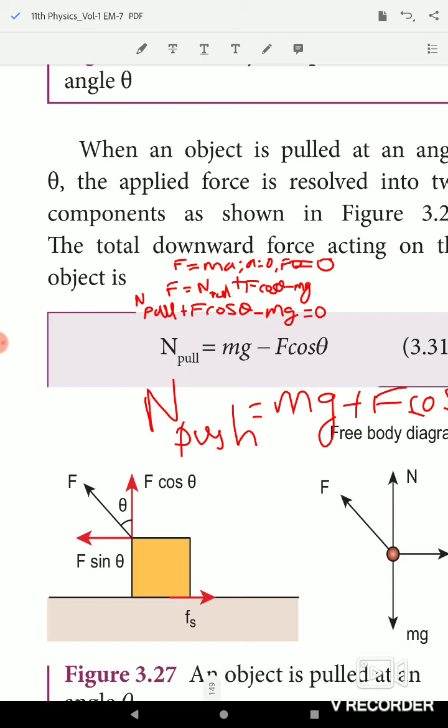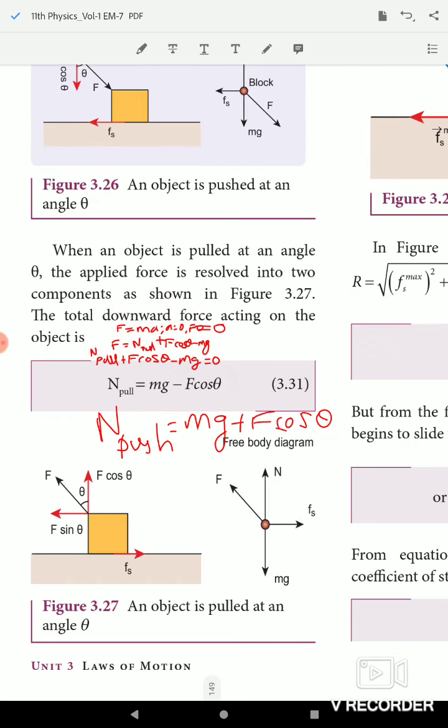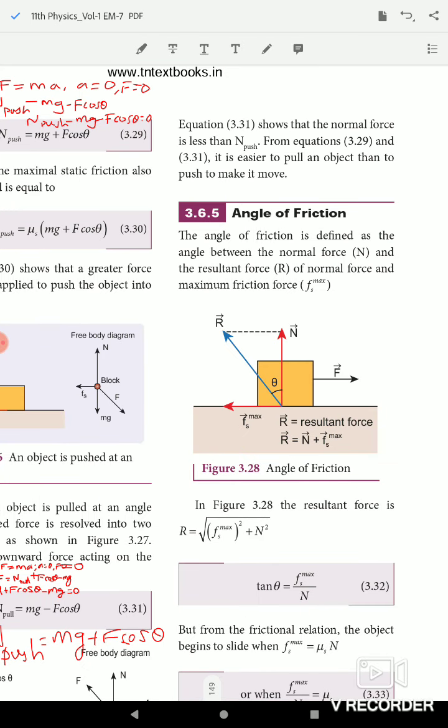So n pull plus F cos theta minus mg equal to 0. So n pull equal to mg minus F cos theta. But n push equal to mg plus F cos theta. So which one is easy? N pull is easier. The normal force is less than n push, and it is easier to pull an object than to push it to make it move.